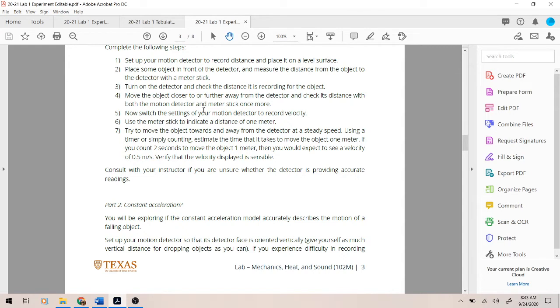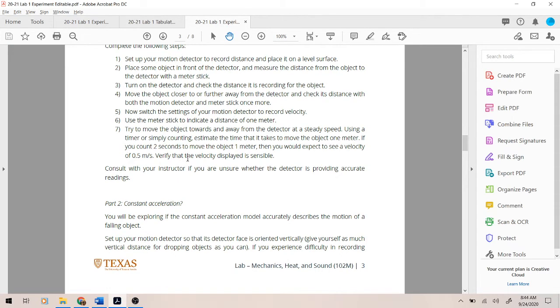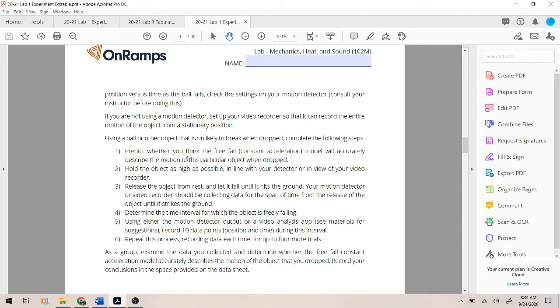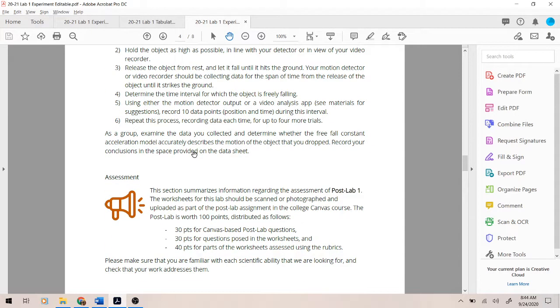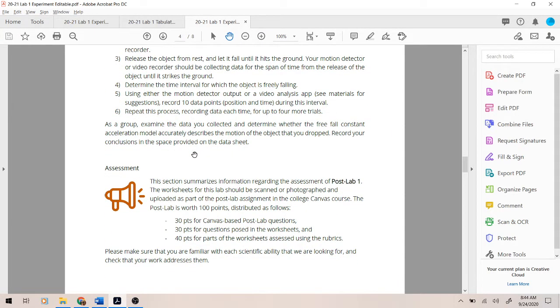In part 2, constant acceleration, you'll be exploring whether the constant acceleration model accurately describes the motion of a falling object. I'm going to talk about the physics of this a little bit, but now let's go over what else you have in this paper. Then they tell you what to do, so follow that instruction. But again, since we are not going to do it, you don't need to know how it's working out, but you need to have an idea how they do the experiment.